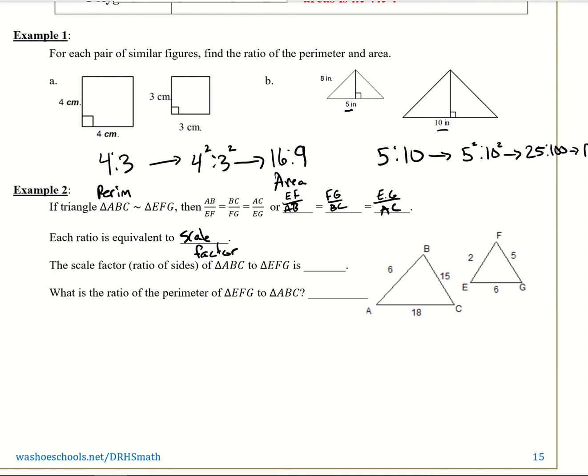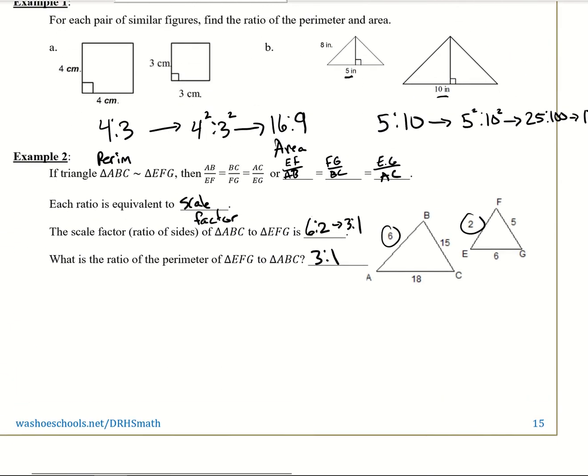And the scale factor is equal to the ratio of sides, which in this case, we just have to figure out which ones we're going to use. I'm just going to use the first one I see, which is AB, and I know AB and EF are the same. So ABC is on top, so it's 6 to 2, or on the left, which is 3 to 1. And that is not only the ratio of sides, it is also the ratio of perimeter.